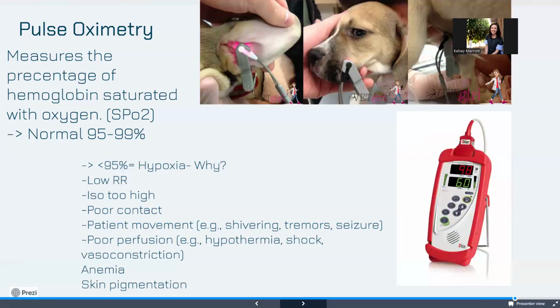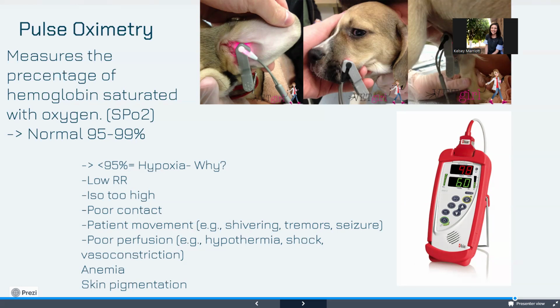So another monitoring device we have is our pulse ox, which is helpful and not helpful. It can definitely read the oxygen in the room, but it can be helpful with our brachycephalic patients. This is how we measure the hemoglobin that's saturated with oxygen. That's how we get our SpO2. So typically we want to see anywhere between 95 and 96. If we see less than 95, we need to really ask why, because that's considered hypoxic.